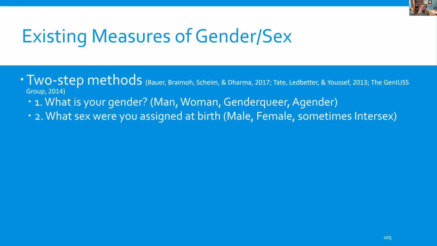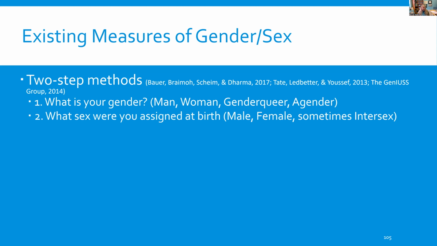So existing measures of gender sex, often one of the most progressive of which is the two-step method that many of you are probably familiar with and that I appreciate. It asks, what is your gender, for example, and it gives you options, usually man or woman, and then sometimes a third option or multiple options of genderqueer and agender. It also asks a question about what sex you were assigned at birth. So that's the two-step, sort of what are you now, and what were you then? And it gives options of male and female and sometimes intersex.